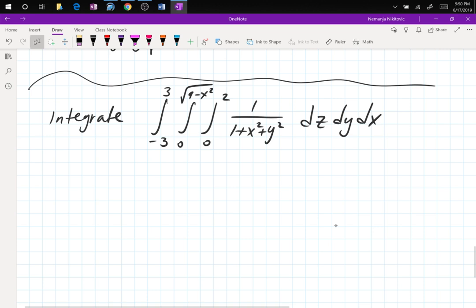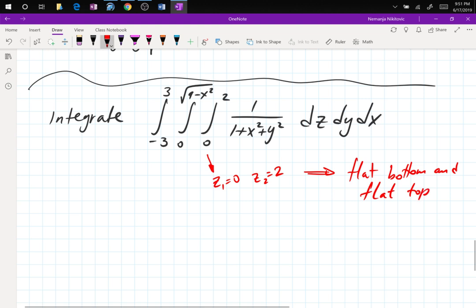So let's go. From this integral, now this is crucial, guys. You have to understand this because spherical coordinates is worse. This one over here tells me z1 equals 0, z2 equals 2. This is my bottom and top. These are both planes. That just tells me that it's a flat bottom and flat top. Great. So at least I know that much.